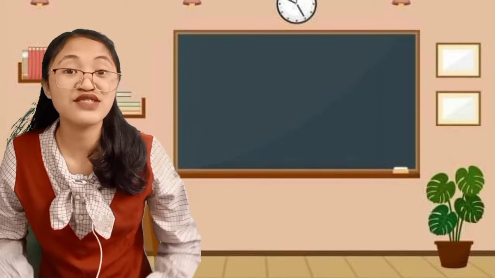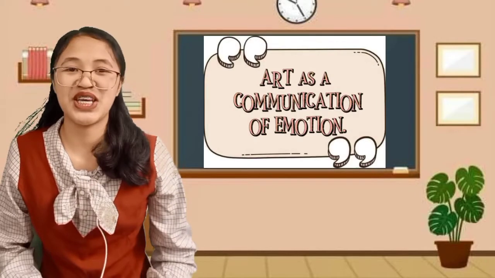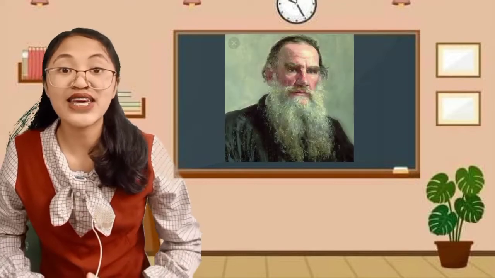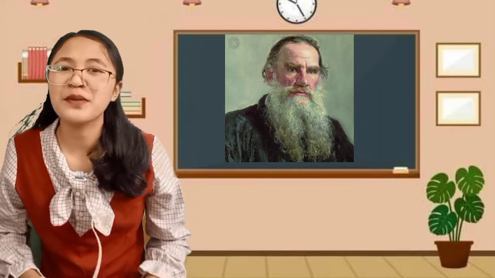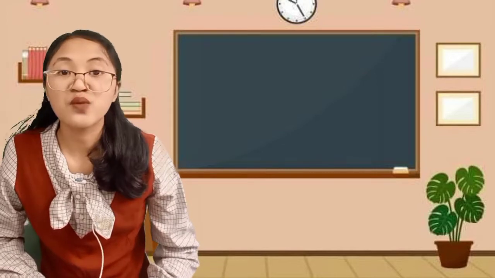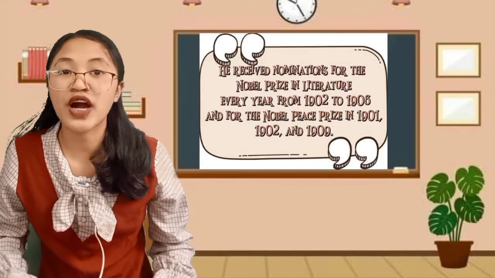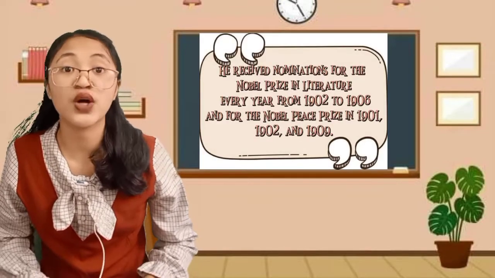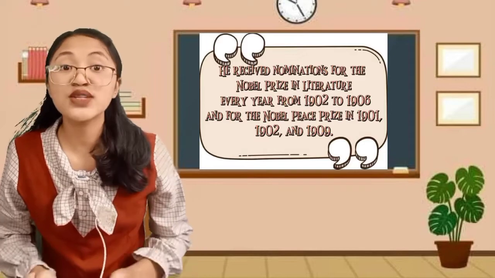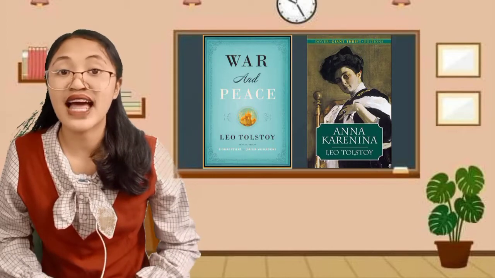Now let us go to the last philosophical perspective of art, which is art as a communication of emotion. The last philosopher that we are going to know in this lesson is Leo Tolstoy. Maybe some of us are familiar with him and some might not. Well, Leo Tolstoy is a Russian writer and one of the greatest authors of all time. He received a lot of nominations for the Nobel Prize in Literature from 1902 to 1906. He also received nominations for the Nobel Prize in 1901, 1902, and 1909. His famous written masterpieces are War and Peace and Anna Karenina.